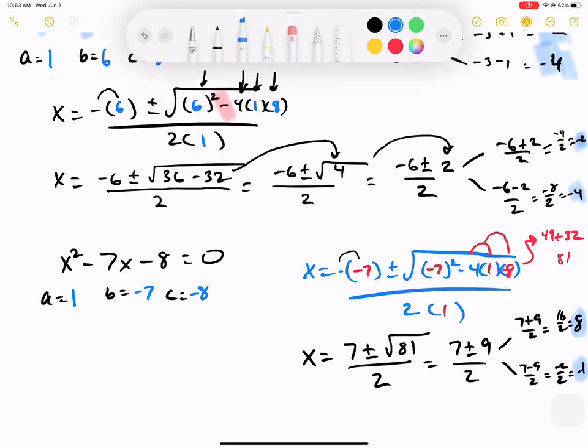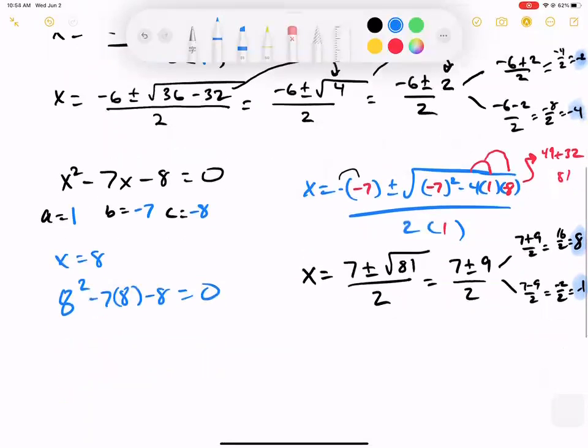You don't believe me? Well, let's go ahead and check it right now. If I said x equals 8, okay? So it's going to be 8 squared minus 7 times 8 minus 8. Is that going to be 0? That's 64 minus 56. 56 minus 8. So 64 minus 64, that is 0. We found the zeros using the quadratic formula. So the quadratic formula is using these steps.